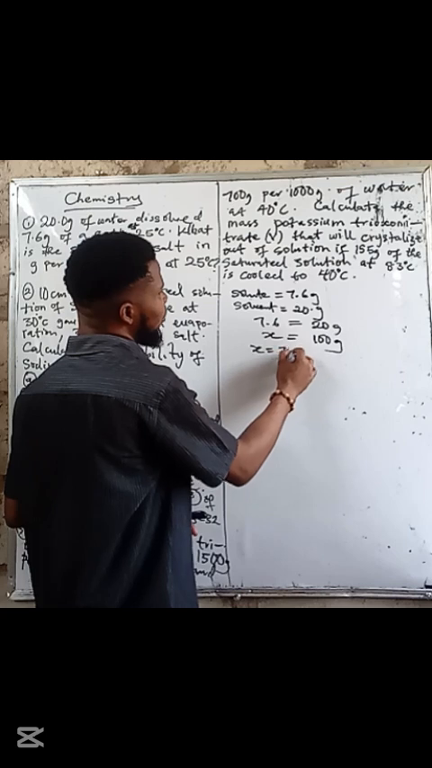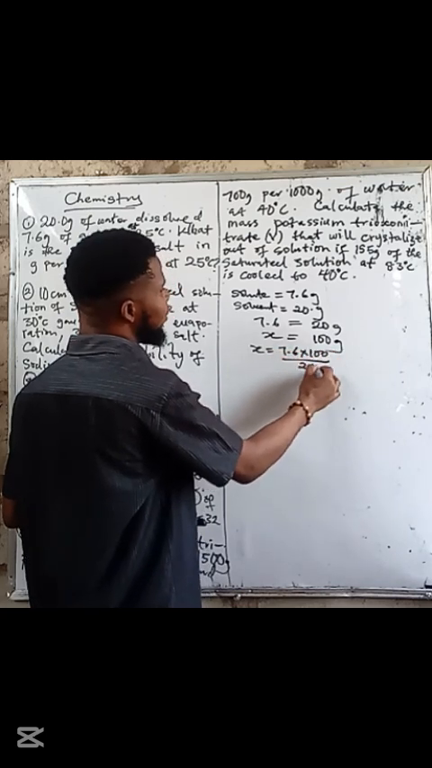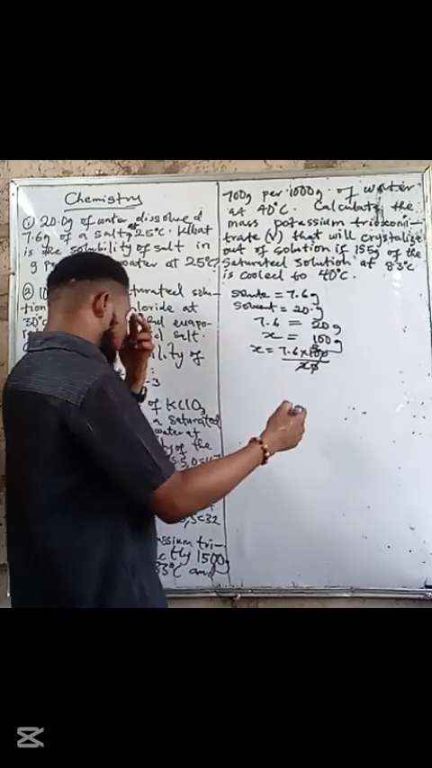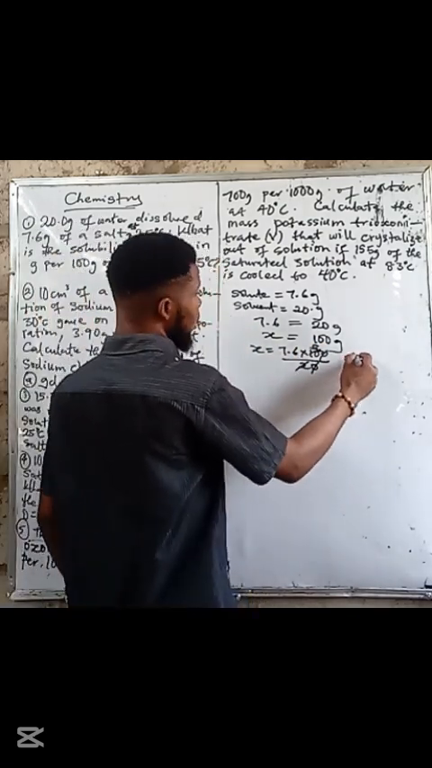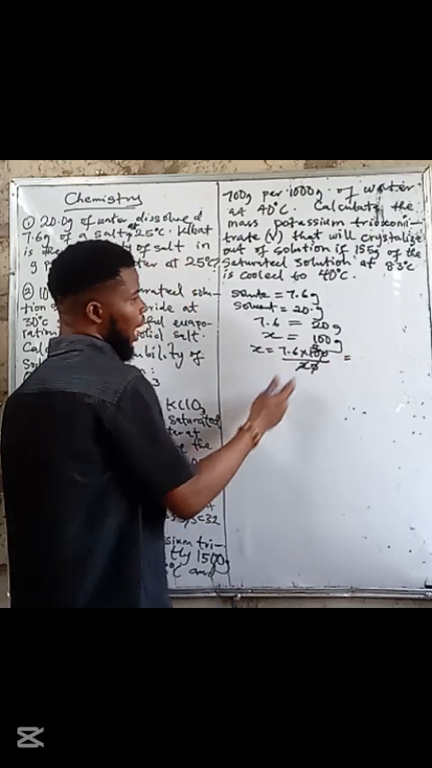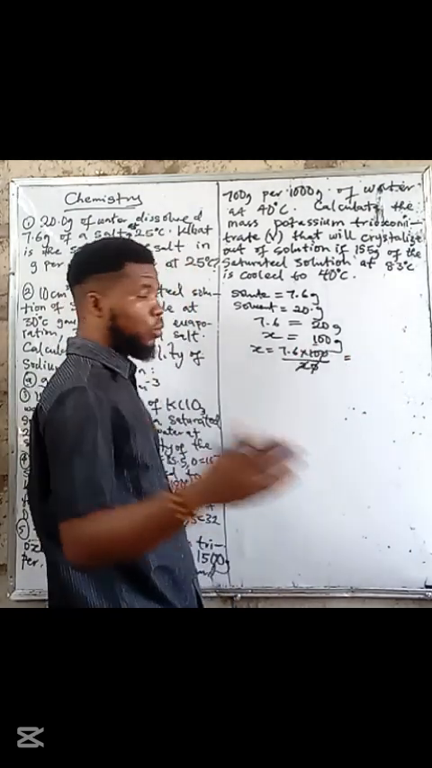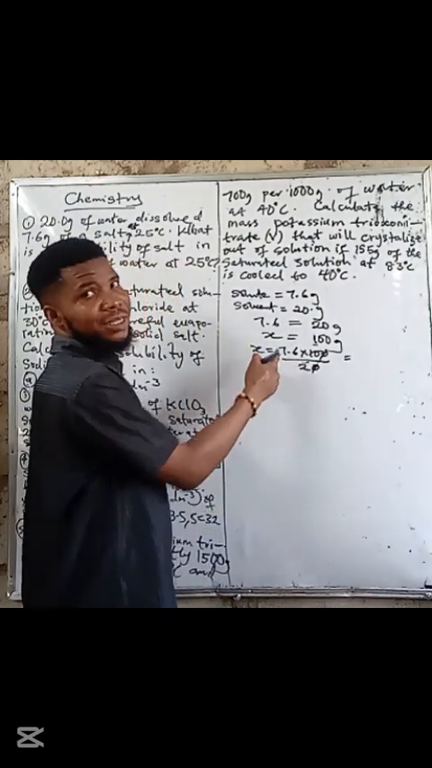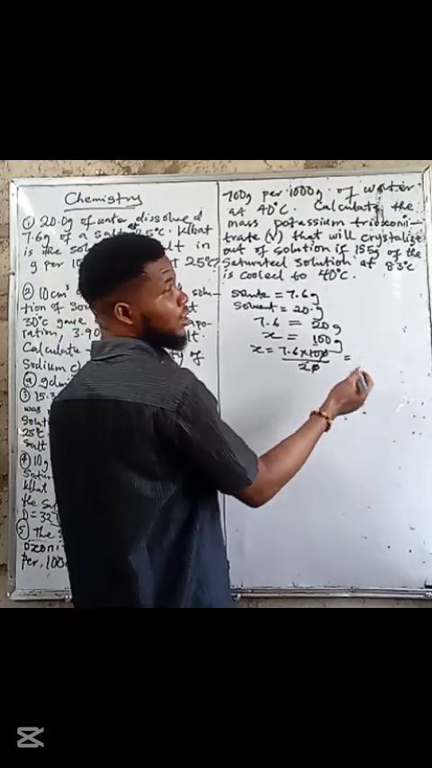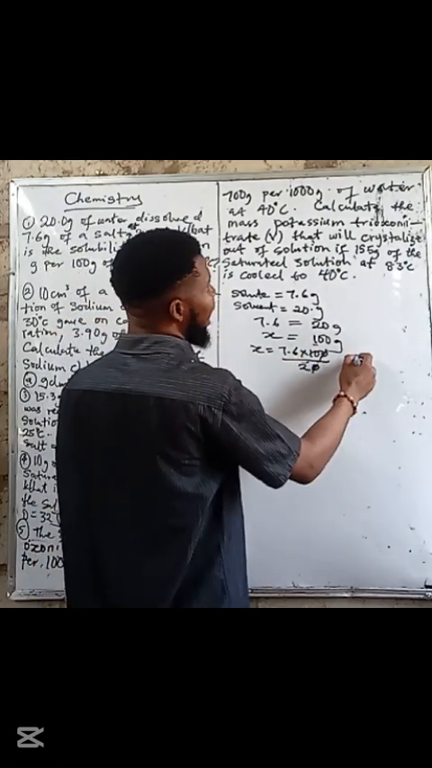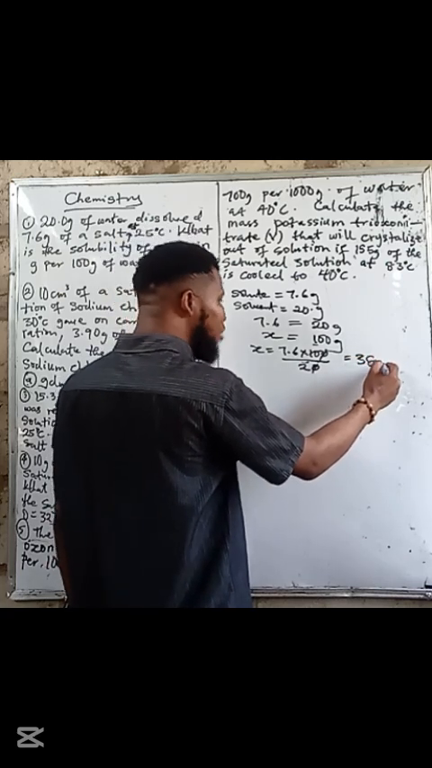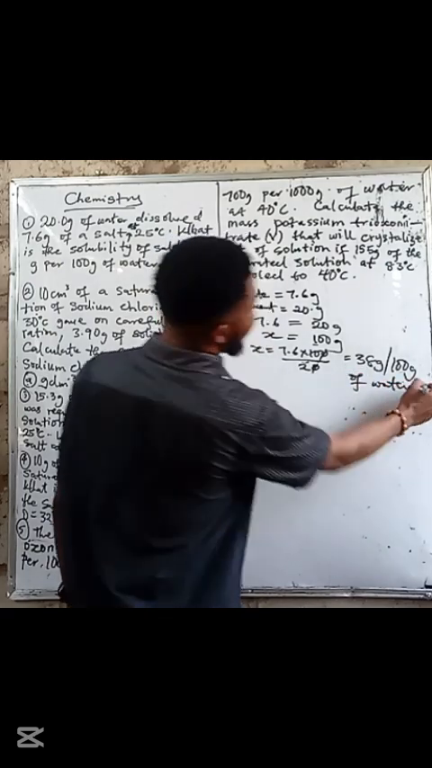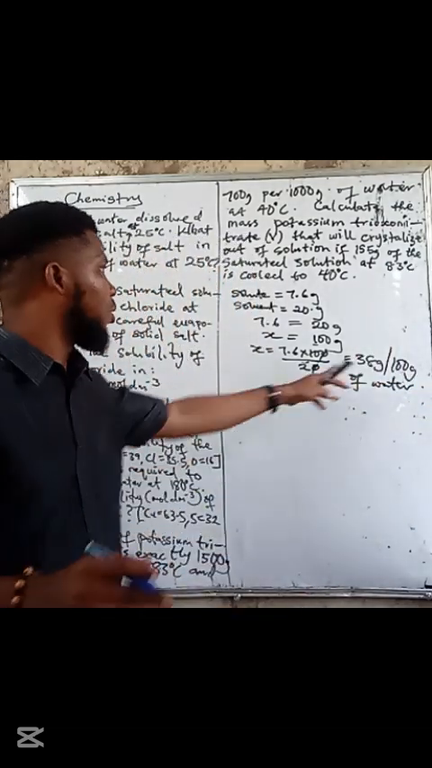S is what? 7.6 times 100 over 20. Or, you can just multiply this, and that will give you what? You know, let me do it in a more simple way for you. This 0 will cancel this 0, and 10 times 7.6, that's 76, right? 76 over 2, that's 38, right? So that's 38 grams per 100 grams of water. Do you understand? 38 grams will now dissolve in 100 grams of water. That's the answer to that.